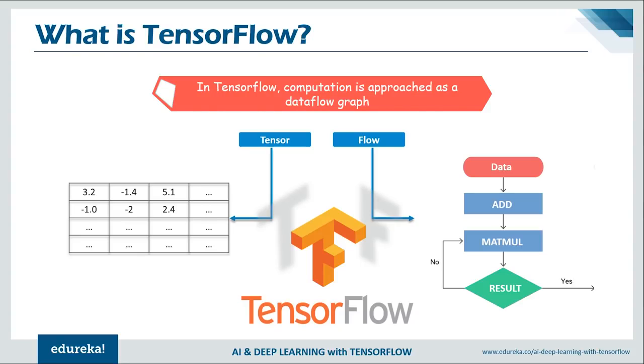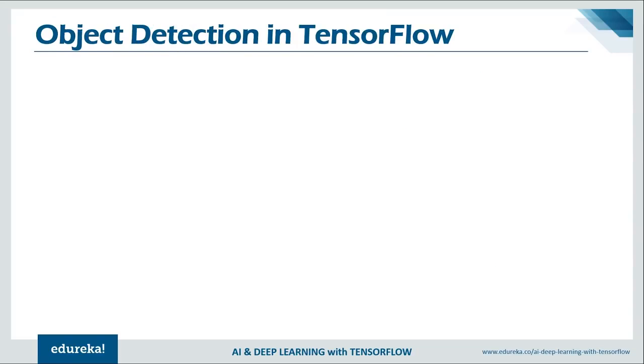TensorFlow can run on multiple CPUs and GPUs with optional CUDA and SYCL extensions for general purpose computing on graphics processing units, and TensorFlow's flexible architecture allows for easy deployment of computation across a variety of platforms, which are the CPUs, GPUs, and the TPUs, and from desktops to clusters of servers to mobile and edge devices. Now, TensorFlow computations are expressed as stateful data flow graphs. The name TensorFlow derives from the operations that such neural networks perform on multidimensional data arrays, which are known as tensors.